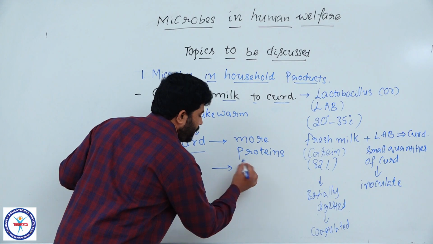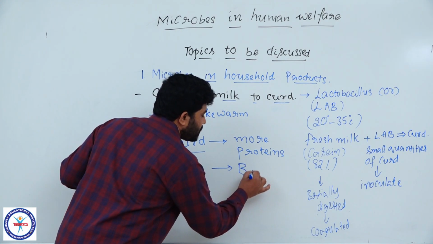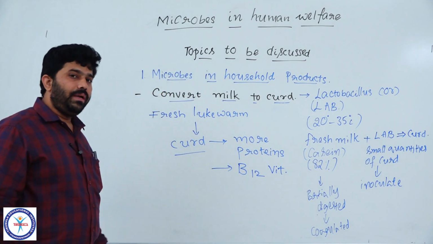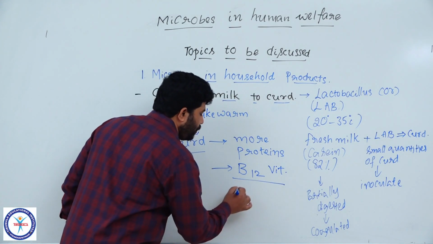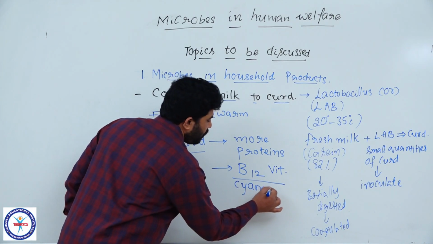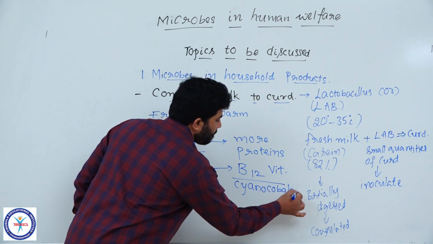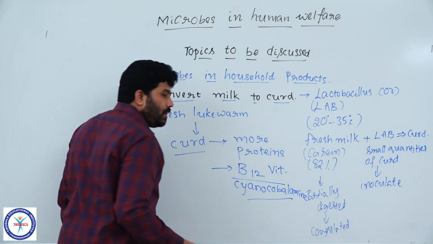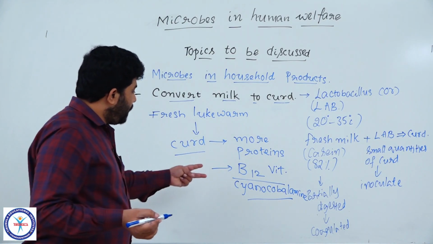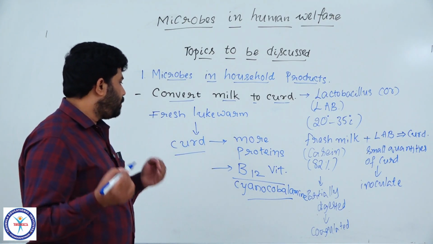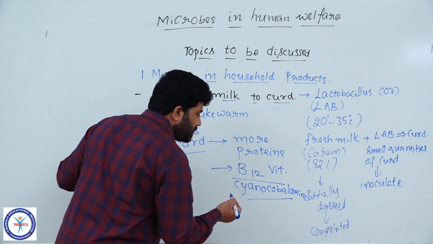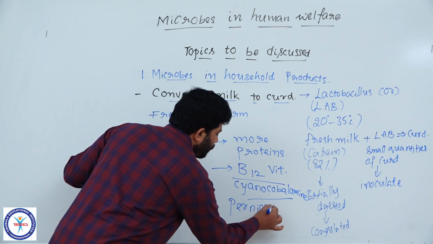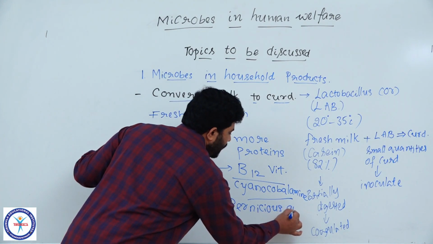Understood? So these are the proteins we generally observe in the curd, and in the curd we also observe very important vitamins. There are many vitamins, but here we must discuss vitamin B12. What is the chemical name of vitamin B12? You know, cyanocobalamin. Understood? It is very important to prevent vitamin deficiency diseases like pernicious anemia. What is it, students? Pernicious anemia.